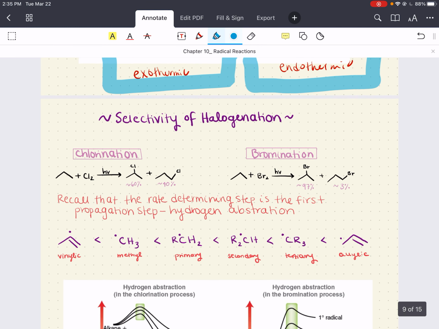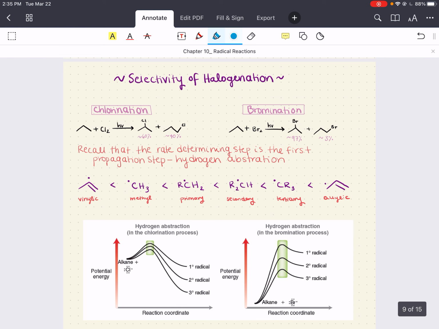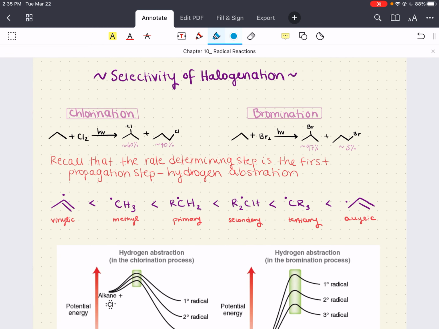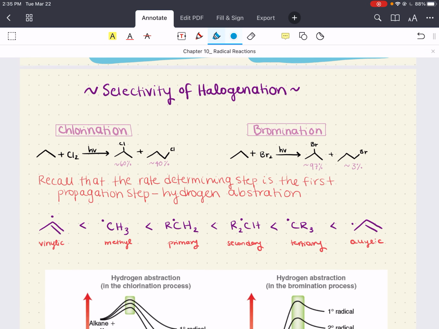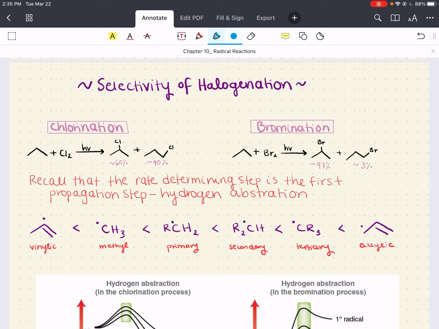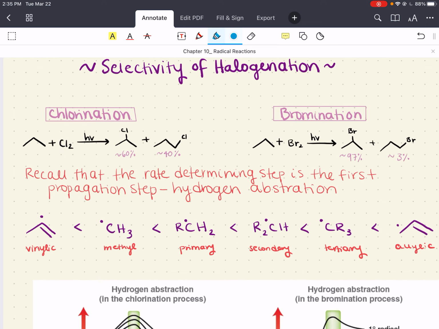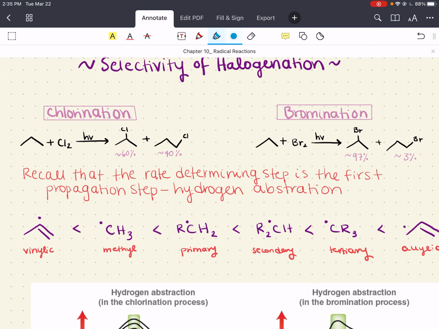Now, when a molecule undergoes radical halogenation, there are sometimes two or more possible products. What we see here is an example of chlorination and bromination. We're going to take a good look at both of these. The topic of selectivity of halogenation is actually going to allow us to predict product distribution: what the product distribution is and how much of each product to expect, whether it's for chlorination or bromination.